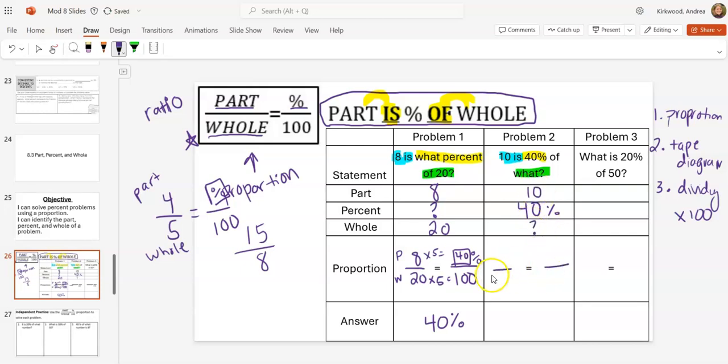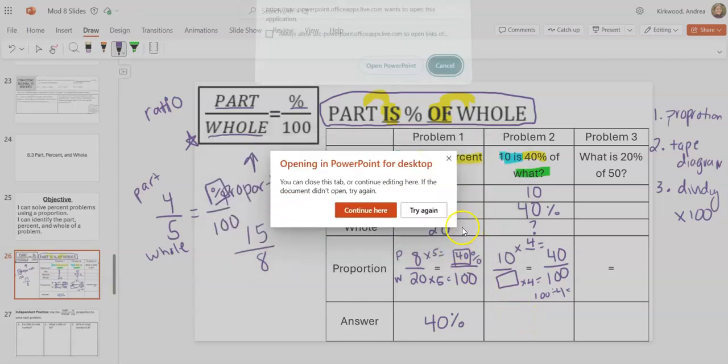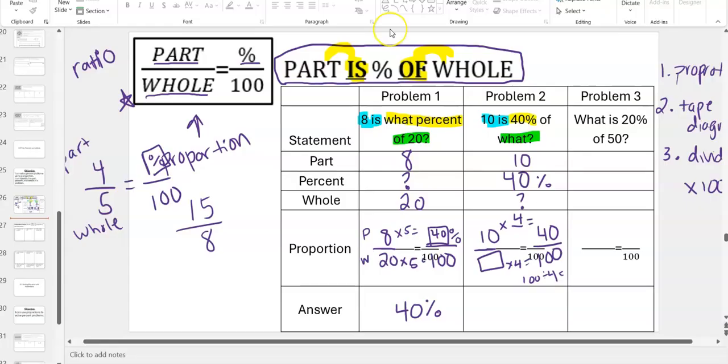So again, I'm going to set up my proportion. My part is 10. I don't know what my whole number is. My percent is 40, and it's always over 100. So again, I'm going to say, okay, 10 times what makes 40? And I'm going to times that by 4. I'm going to do the same thing here. What times 4 makes 100? Or 100 divided by 4 is what? That answer is 25, which means my answer is 25. Let me fix this. So that means my answer is 25.